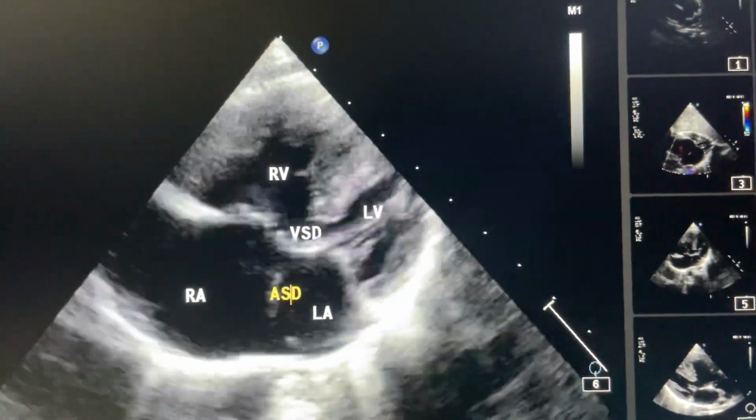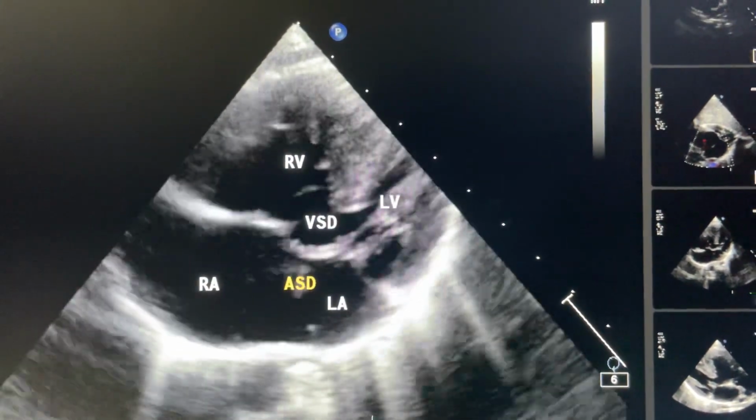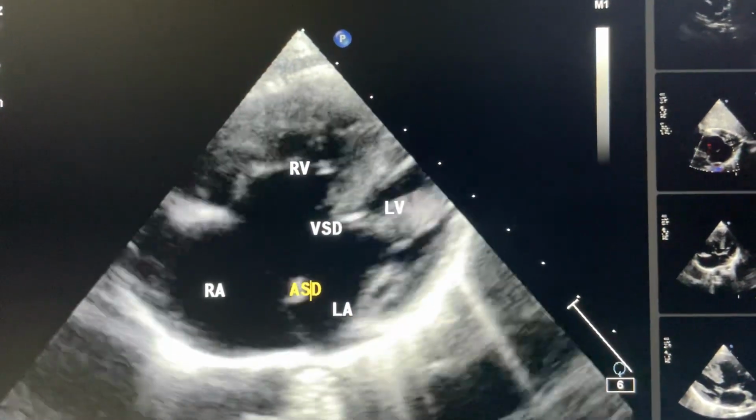If both arise from the right ventricle, then it is double outlet right ventricle. If they arise from the left ventricle, then that will be double outlet left ventricle.